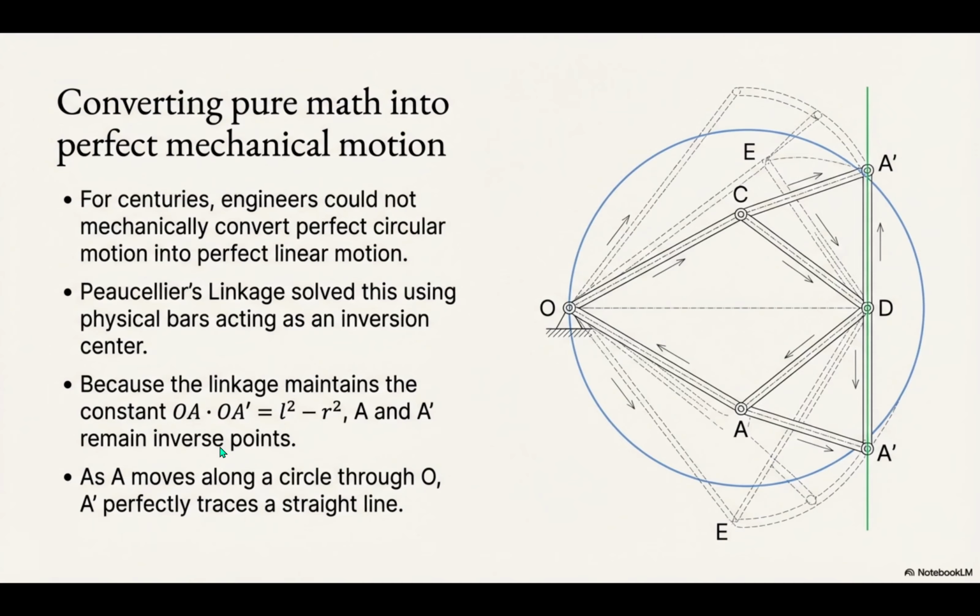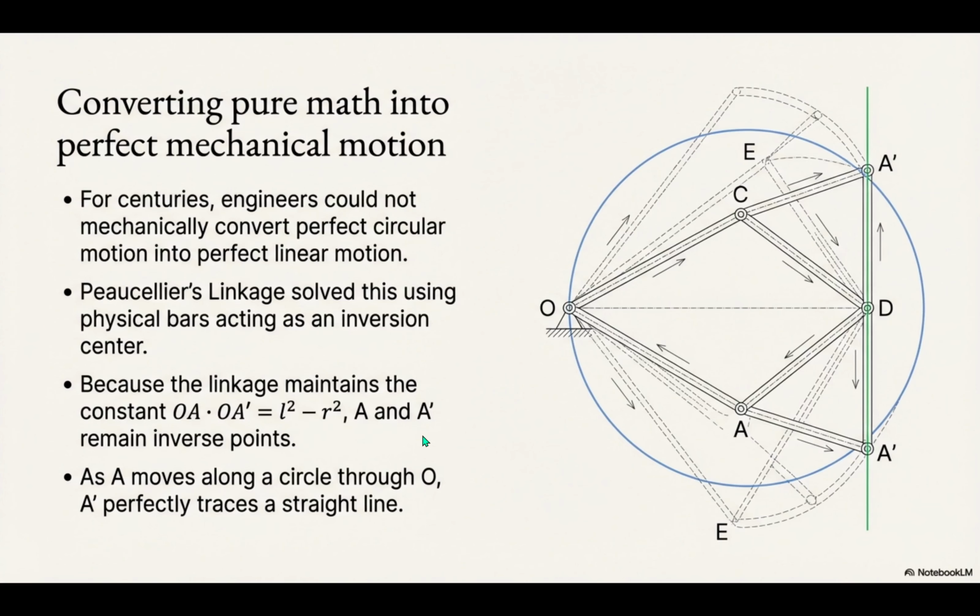So what happens if you add one more small metal bar to force point A to move in a circle that passes right through the anchor point? Our golden rule strikes again. A circle passing through the center of inversion becomes a straight line. So as point A spins in a physical circle, the metal hinges physically force point A prime to flawlessly draw a perfect, infinite straight line in the real world. Flawlessly. That is incredibly satisfying.